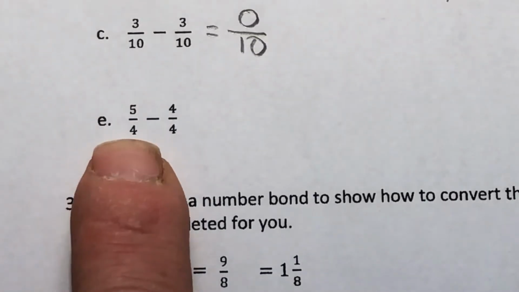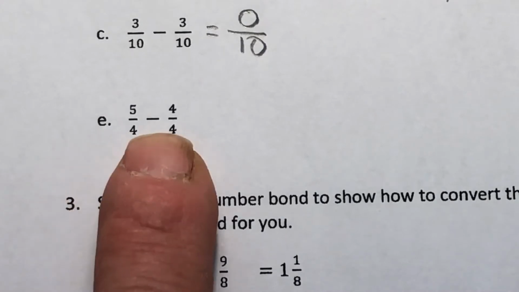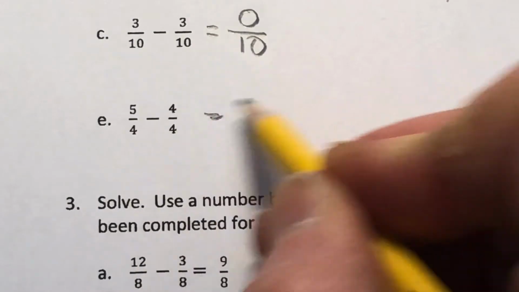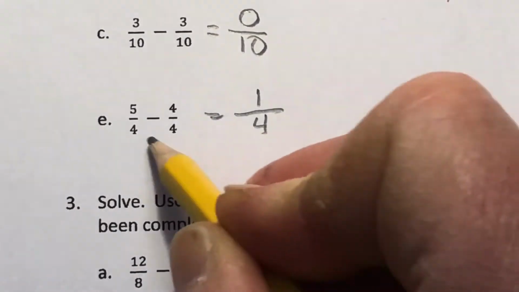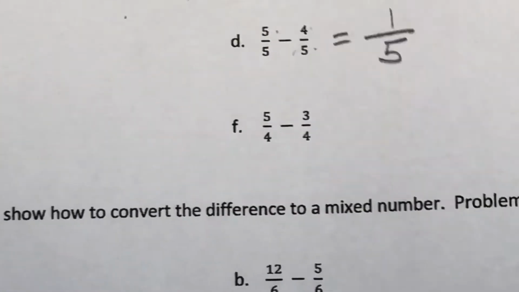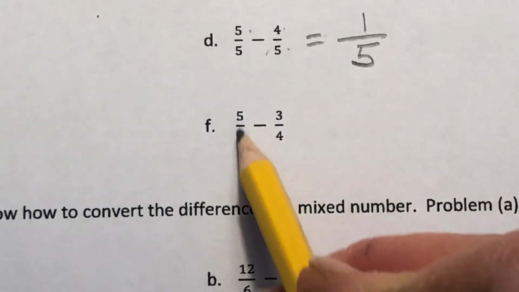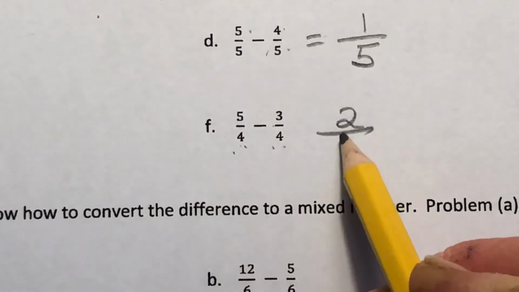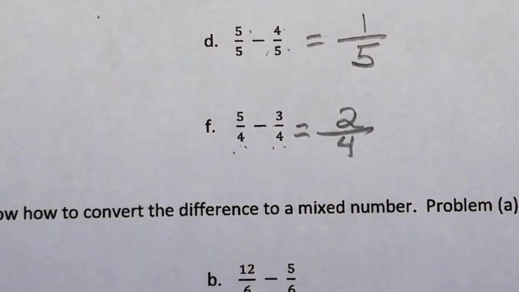5/4, right? That's a fraction greater than 1, minus 4/4, which is exactly 1. So 5 minus 4 is 1. What am I talking about? Fourths. Good. And then 5/4 minus 3/4. Same denominator, so 5 minus 3 is 2. Denominator stays the same, 2/4. Okay?